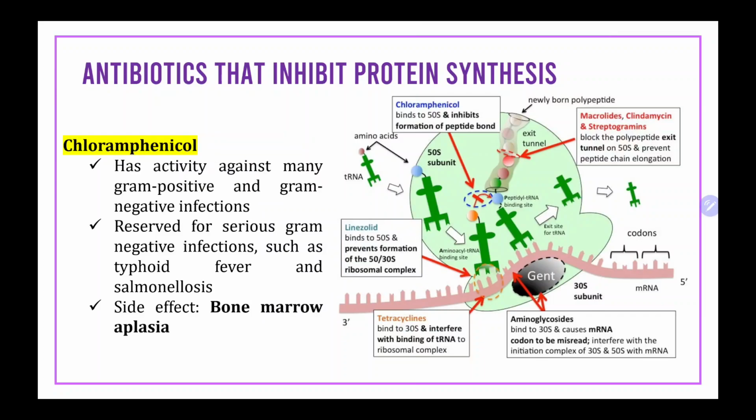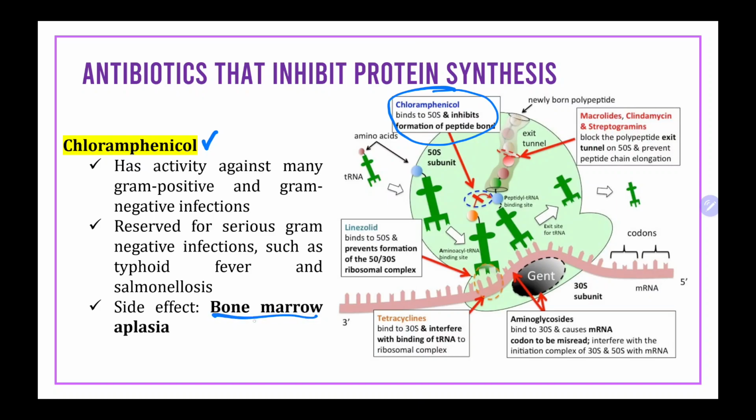And the last antibiotic under this category is your chloramphenicol. Its mode of activity is that it interferes with protein synthesis by binding to the 50S ribosomal subunit, preventing attachment of the amino acids and the formation of peptide bonds. It has activity against many gram-positive and gram-negative infections.